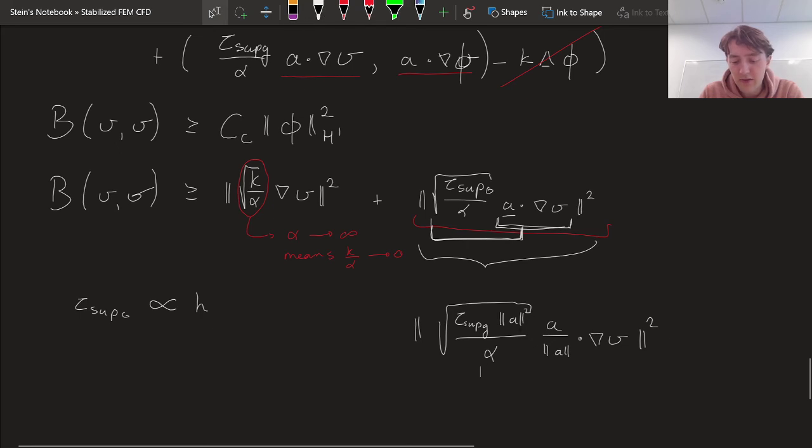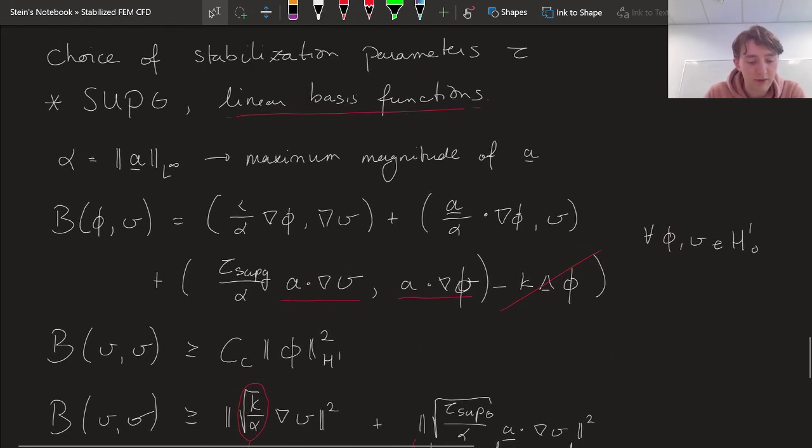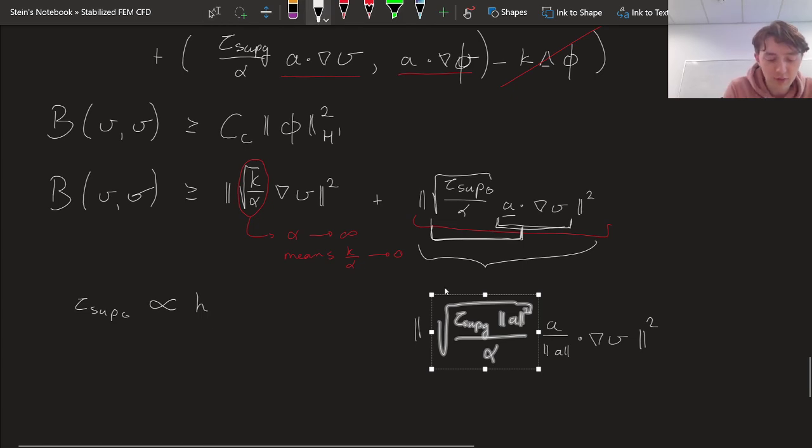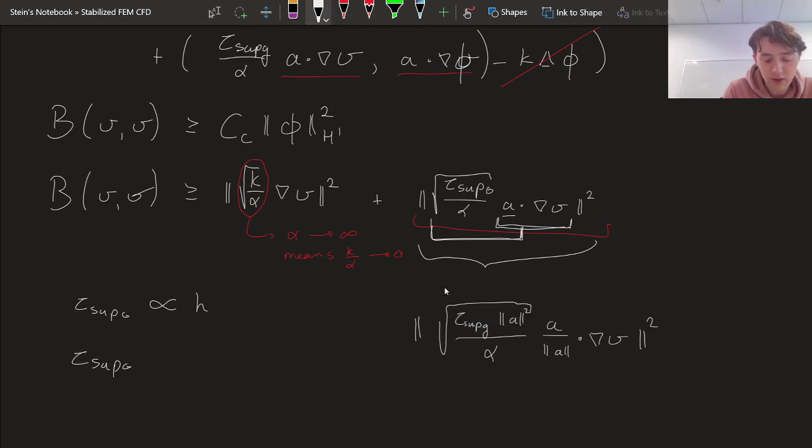So what happens if I double my advective velocity? Well, if I double my advective velocity, then the maximum value of my velocity is also going to double. So naturally alpha is also going to double here. And I don't want this factor to increase as I'm increasing my advective velocity. I want this factor to be independent of my velocity, because this one is independent of my velocity magnitude right now, right? We normalize this with respect to the advective velocity. So naturally that means here that I have to choose my tau SUPG to be also proportional to the magnitude of A inverse.